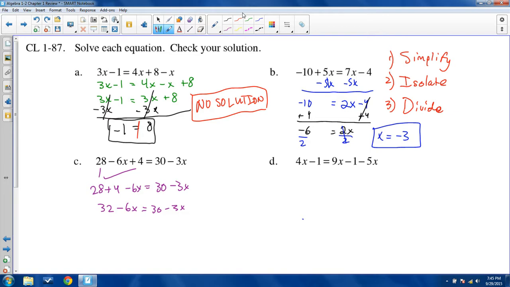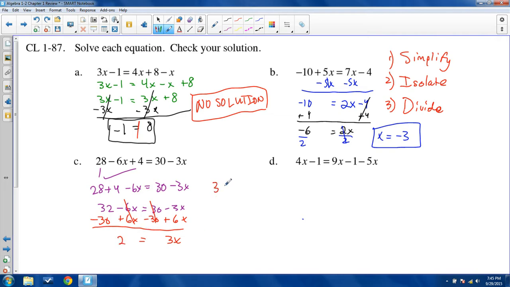Check. Now let's isolate. In terms of isolation, I did mention I want my x values to be positive. It doesn't matter, you can do either way, but maybe less confusing for some. I'm going to add 6x over here, so that way I'll get a positive x value. This time I'm going to do this in one step. Let's subtract that 30 over immediately. We already know we're going to move it over to the left side. So negative 3x plus 6x is positive 3x. 32 minus 30 is 2.